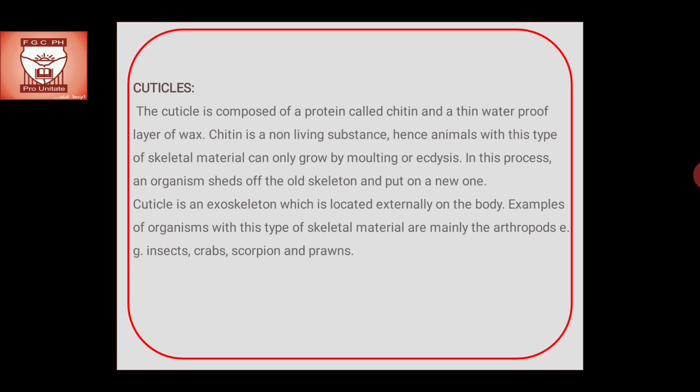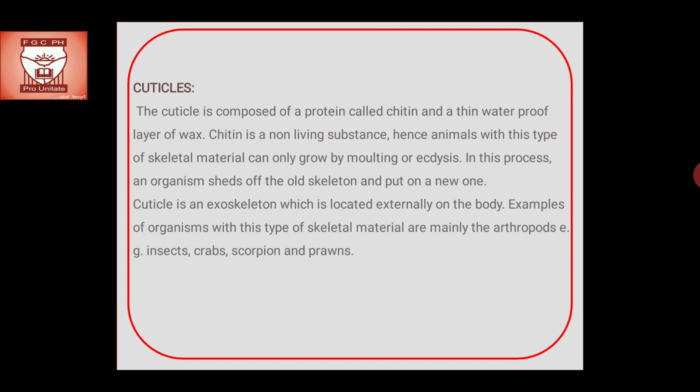Cuticles. We say the cuticle is composed of a protein called chitin. Chitin is a thin waterproof layer of wax. Chitin is a non-living substance. Hence, animals with this type of skeletal material can only grow by molting or ecdysis. What is this molting or ecdysis? In this process, an organism sheds off the old skeleton and puts on a new one.